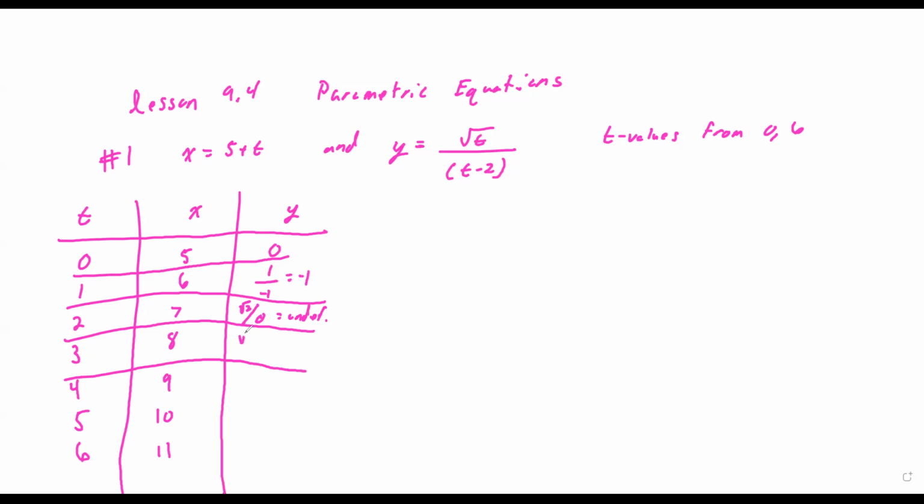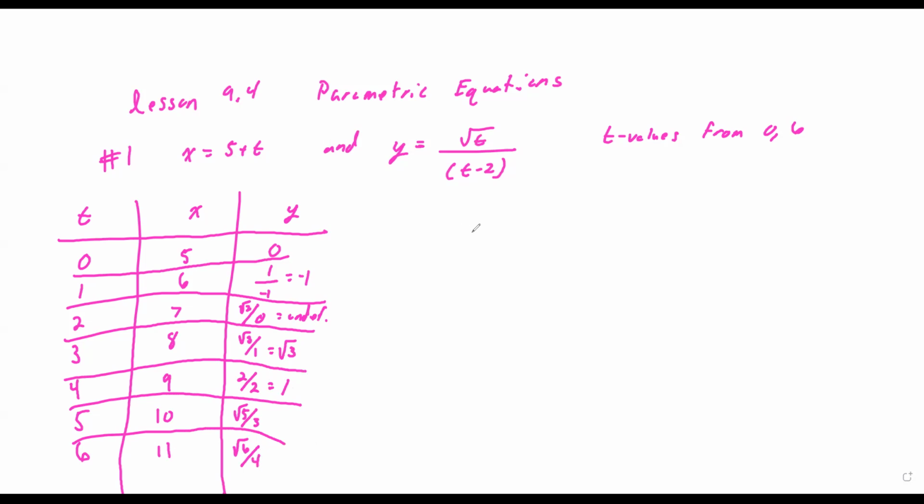Plug in 3. You get the square root of 3, and then 3 minus 2 is 1, so you just get the square root of 3. Plug in 4, square root of 4 is 2, and 4 minus 2 is 2, so you get 1. Plug in 5, you get the square root of 5 over 3. Can't reduce that one. Plug in 6, get the square root of 6 over 4. There you go. So that's all you do.